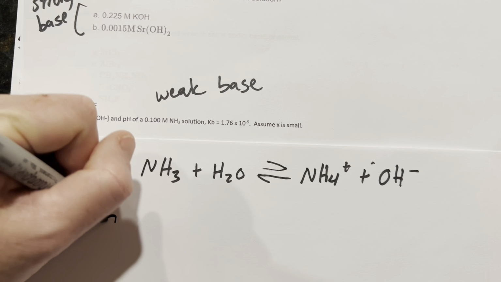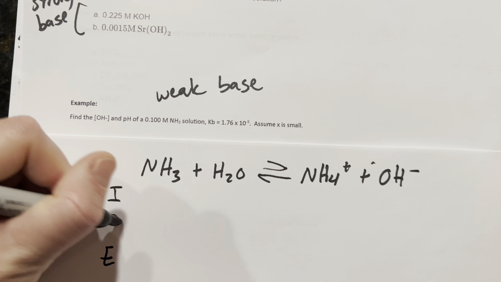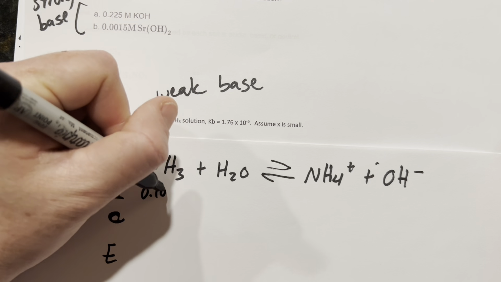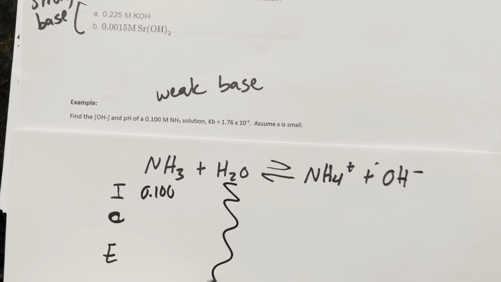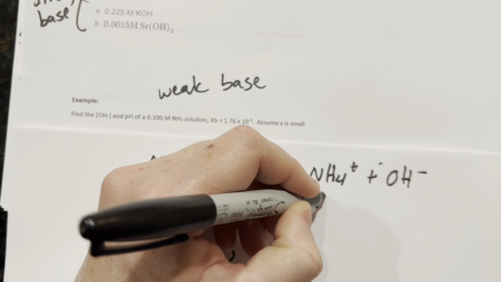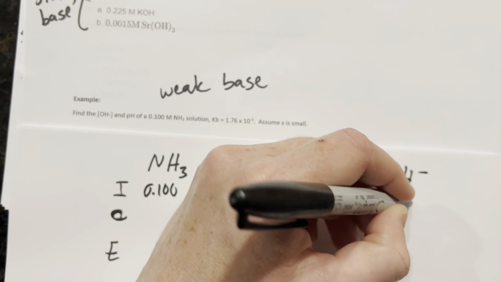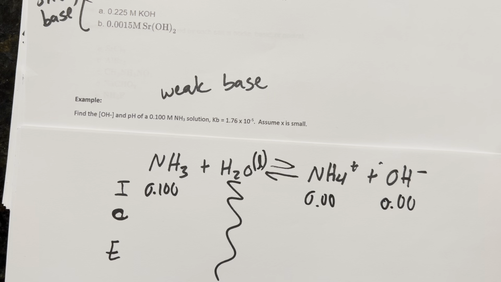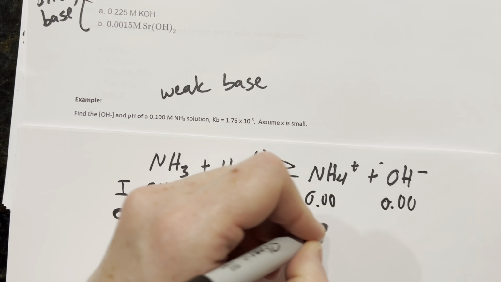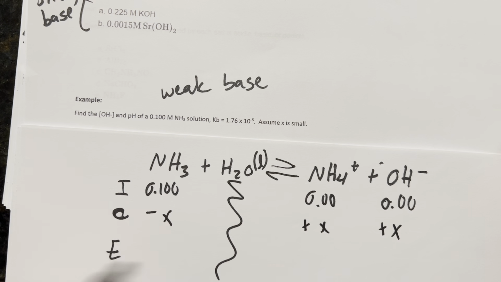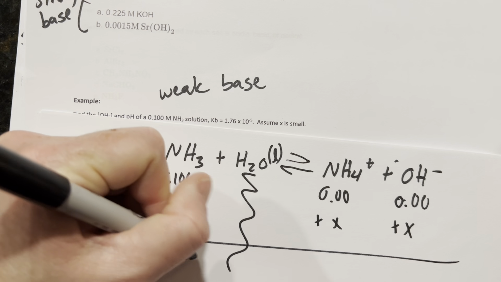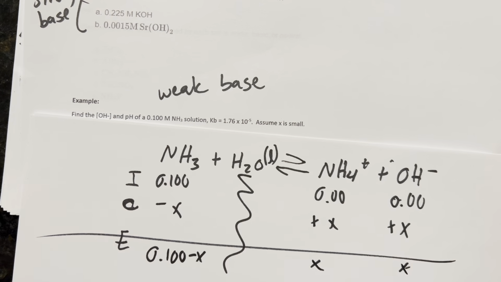All right, we've got our ice table. Our initial concentration of NH3 is 0.100. We don't care about water, it's liquid. These guys are 0, and these guys are 0. We're going to lose some amount here. We're going to gain some amount here, gain some amount here. And then the equilibrium, it's 0.100 minus x, x, and x.